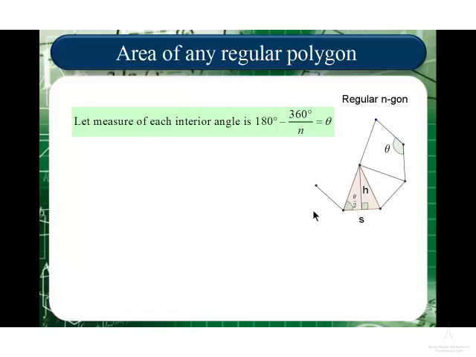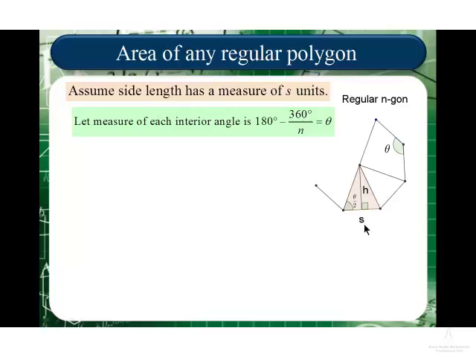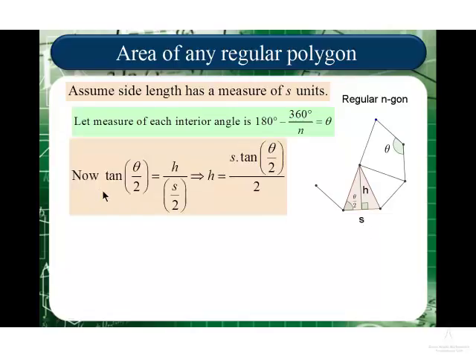And let's indicate the side length as distance s for the purpose of generating the formula for the area of such a regular polygon with n sides. Now, clearly as before, tan of theta over 2 will be opposite over adjacent. If you look at this little right triangle, where we have the angle theta over 2, that's h over, in this case, s over 2. That will be opposite over adjacent. That is the tan of theta over 2.